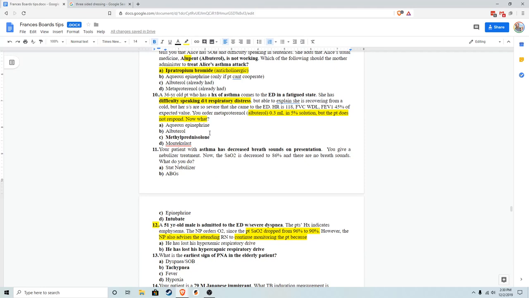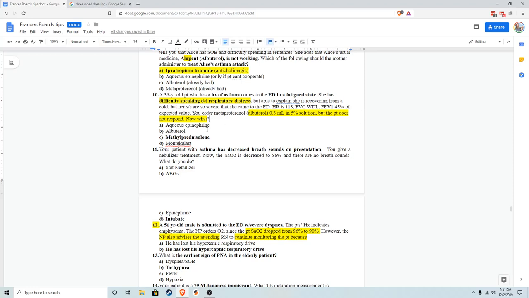All right, number 10. A 36-year-old patient who has a history of asthma comes to the emergency department in a fatigued state. She has difficulty speaking due to respiratory distress, but is able to explain she is recovering from a cold. Her signs and symptoms are so severe that she came into the emergency department. Her heart rate is 118. Her forced vital capacity, FVC, is within limits, I believe. FEV1 is 45% of expected value. FEV1 should be 80% or greater in a normal person, so this is low. You order albuterol as a nebulizer, but the patient does not respond. Now what do you do?